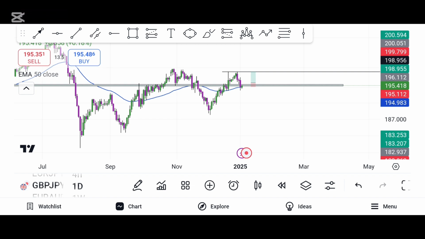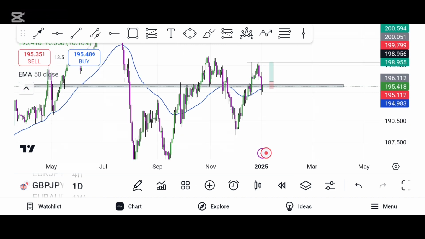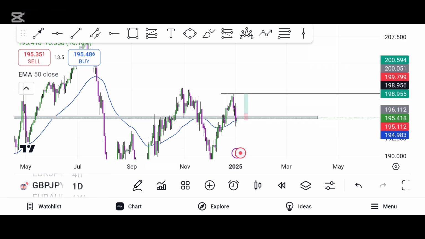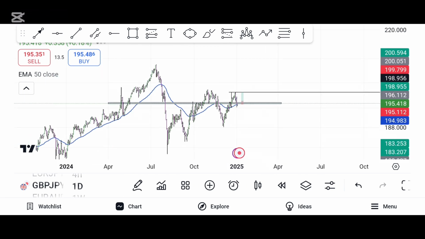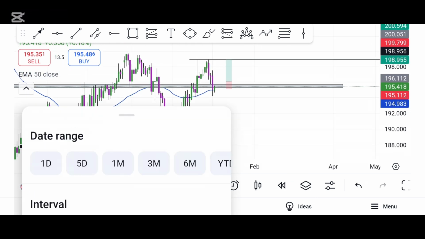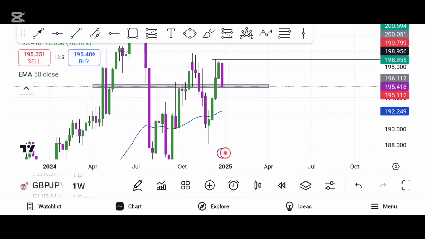Next we got GBP JPY. Now this, I would say, is kind of the worst setup out of all of the trades. This is the worst setup that I got. But let me show you what's going on.